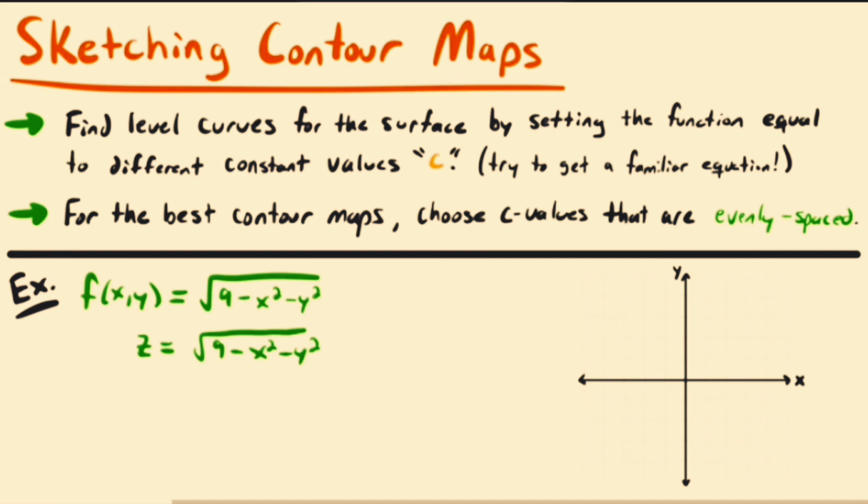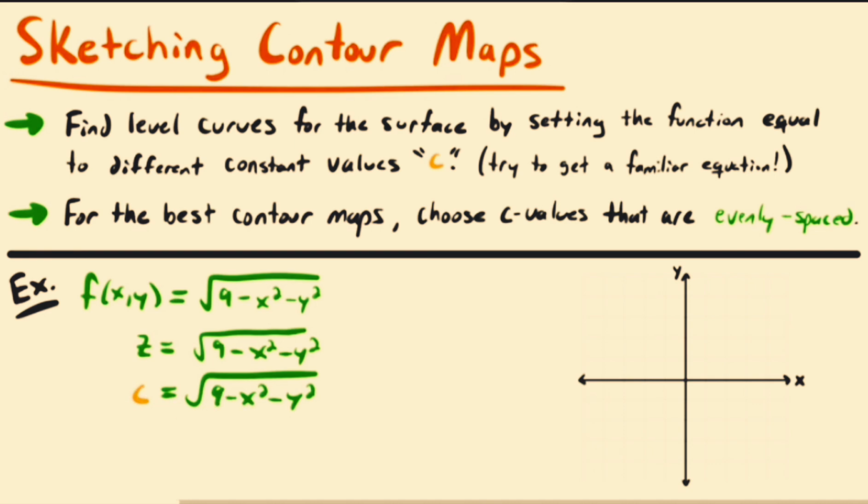What we're going to do here is essentially that, but instead of z, we're going to set the function equal to a constant c. All right, so we'll say c is equal to the square root of 9 minus x squared minus y squared. And then from there, you could choose different constant values to plug into that c in this equation and then try to graph it.